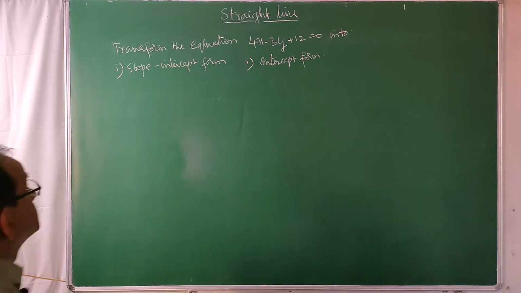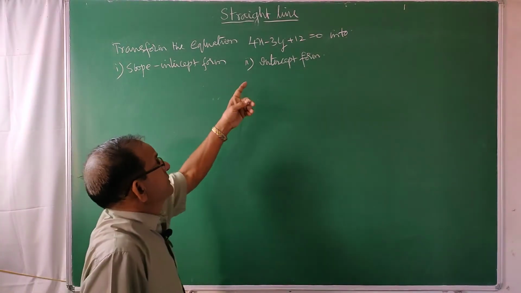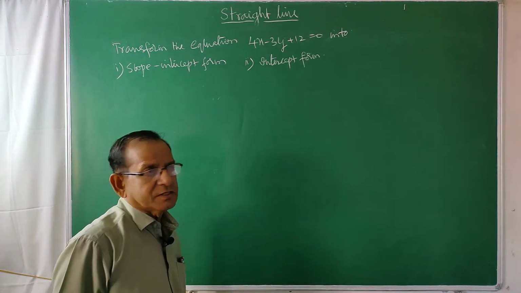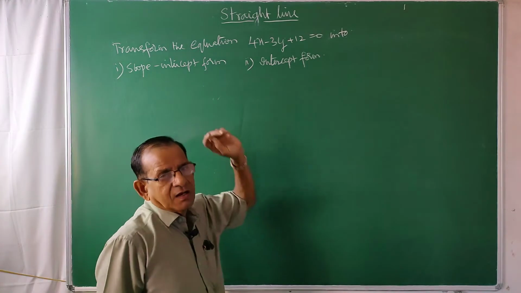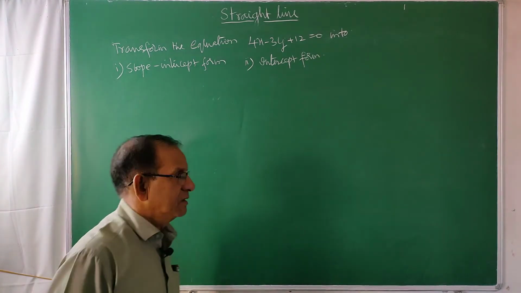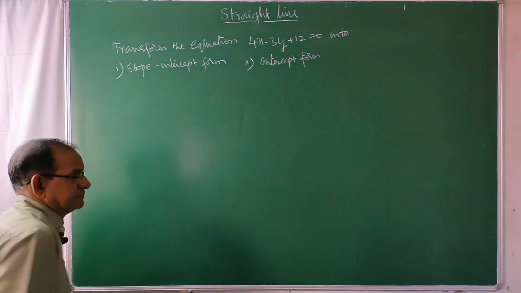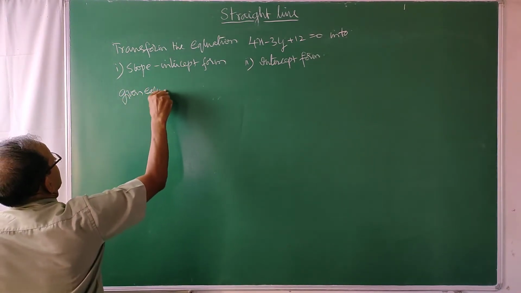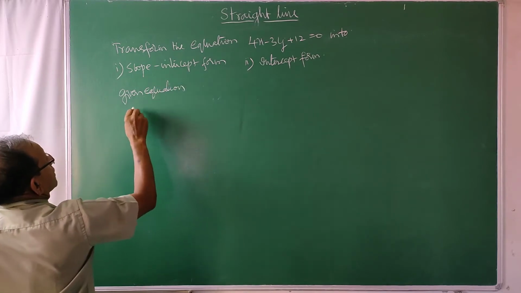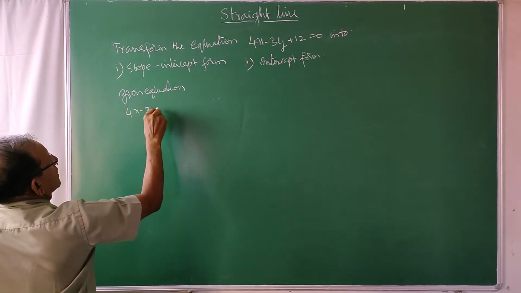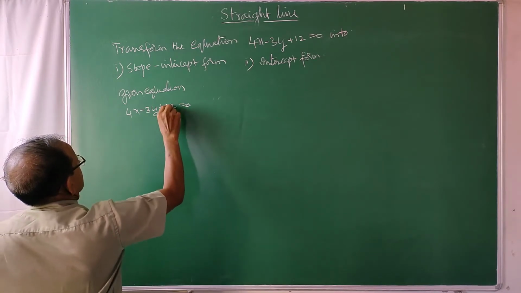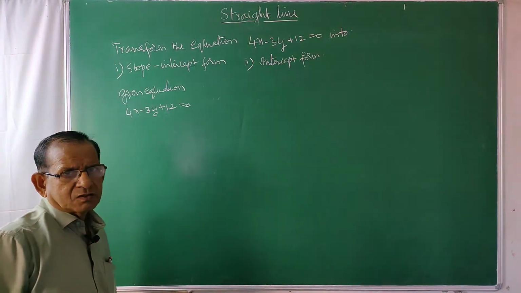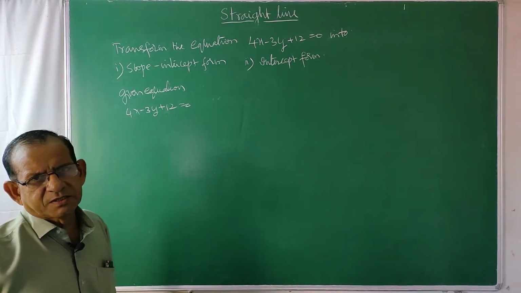Now see this question. An equation of the straight line is given as 4x minus 3y plus 12 is equal to 0. We have to transform that equation into slope intercept form and again into intercept form. Now let us take the given equation, 4x minus 3y plus 12 is equal to 0. We have to convert this into slope intercept form, that is y is equal to mx plus c.